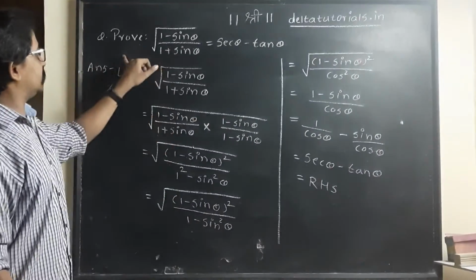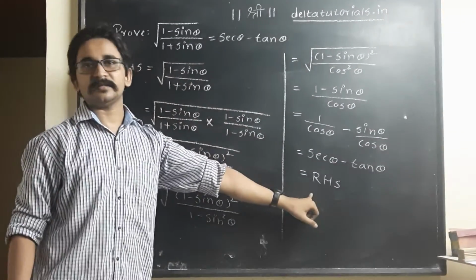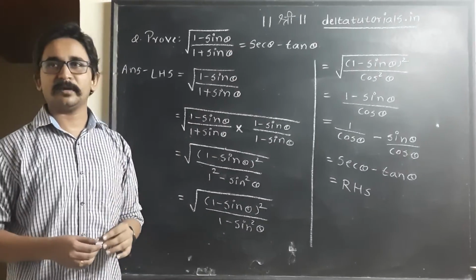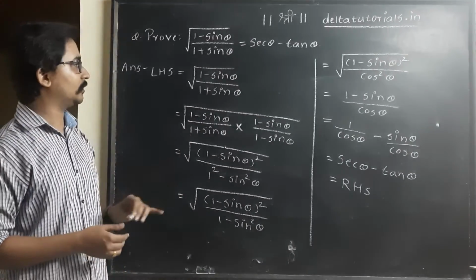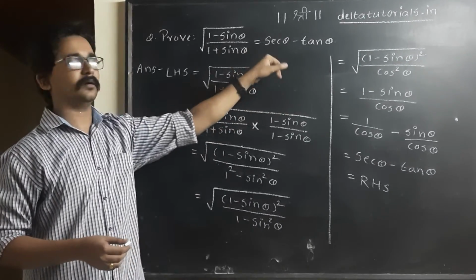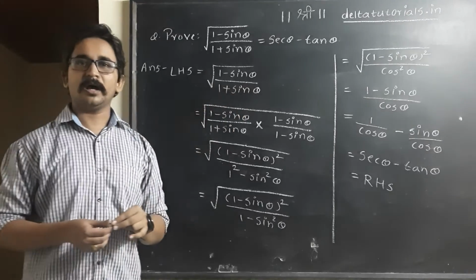So LHS is equal to RHS, and these kind of problems will be asked in board exams for 3 marks. So this is a very important sum. Similarly, different sums with different trigonometric quantities can be asked.